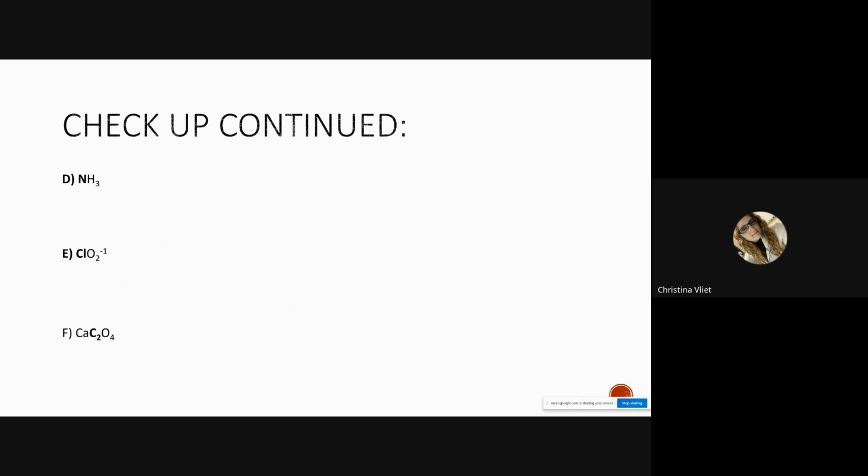NH3. What will we do here? H is always plus 1. Does that make sense to everyone? Yes. Hydrogen is plus 1. Plus 1 times 3 is plus 3. So nitrogen has to be minus 3, which is also normal.